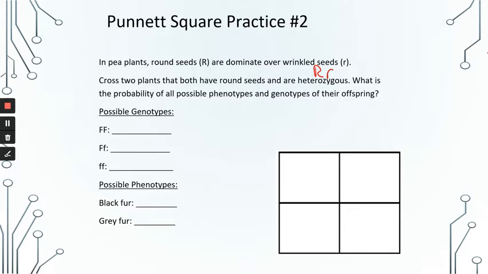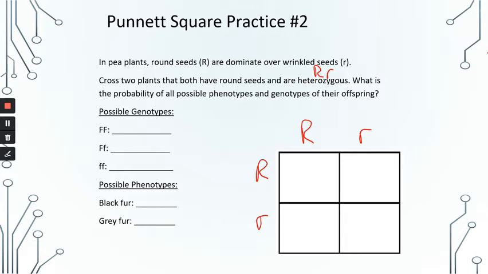And it does not tell us which is male and which is female. And so it doesn't matter which side of the square you write that information on. But both parents are the same. So for both parents, we're going to put a capital R and a lowercase r there. And then for the other one, we're going to put a capital R and a lowercase r there. All right, so our next step is to distribute the alleles.